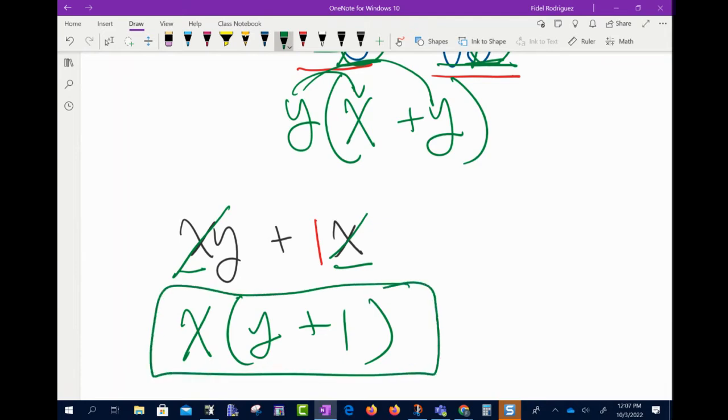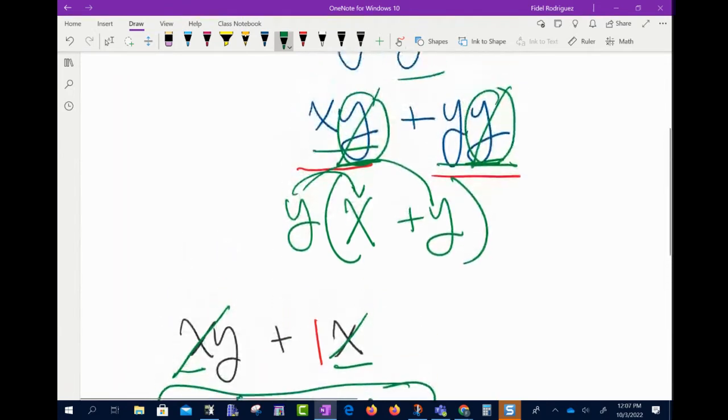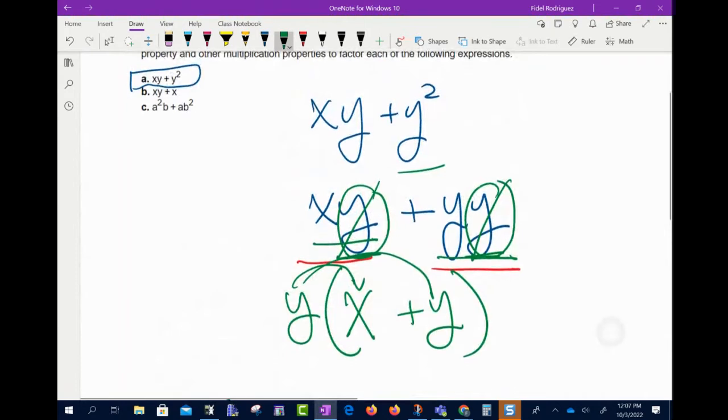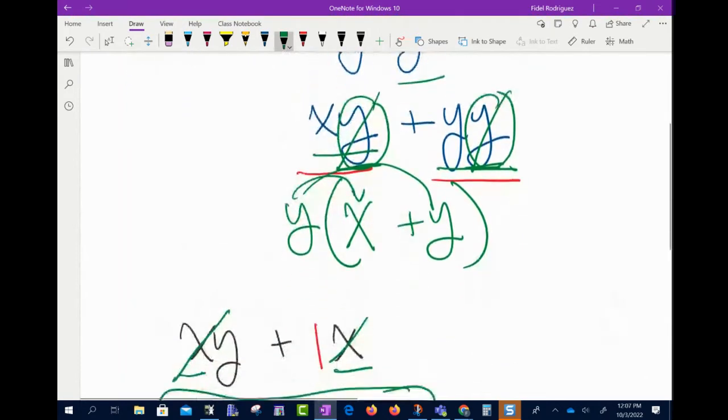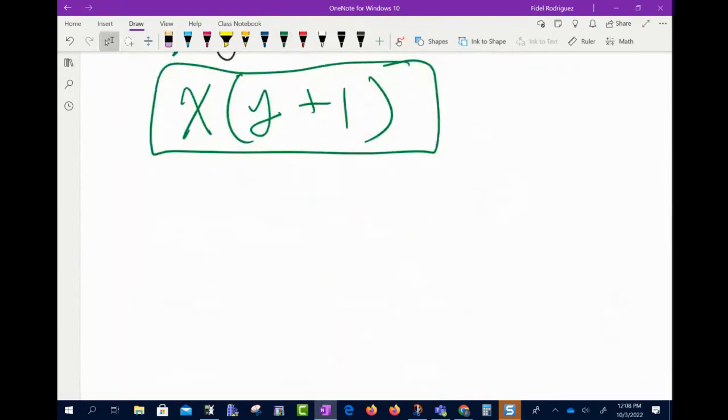And that right there is what we're looking for. Does that make sense? And how I would explain this to somebody who is in, say, 7th grade or something like that, in terms of how I'm breaking it down? Okay, so look, we had a third part, part C, which was a squared b plus ab squared. Okay, so let me write that down here. So a squared b plus ab squared.